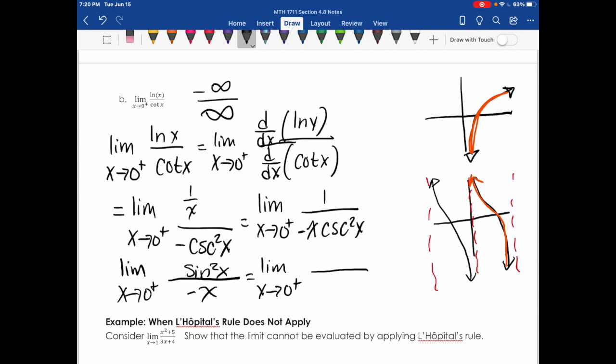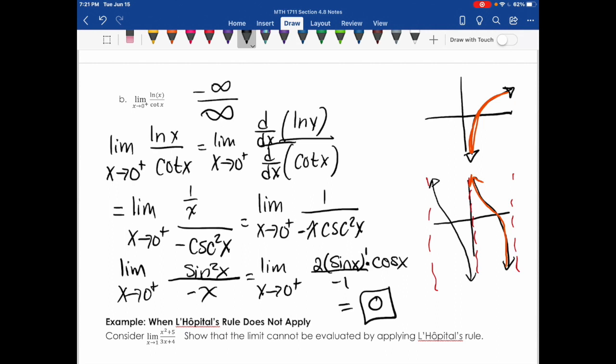So I can say that that's equal to the limit as x approaches 0 from the right. And now I'm just going to take the derivative of the top and the bottom. So I'm going to have to use the chain rule with sine squared. So I bring the 2 down in front. I decrease my exponent by 1, and then I have to take the derivative of the inside, which is cosine x. And then when I take the derivative of negative x on the bottom, that gives me negative 1. Now when I try direct substitution, I'm going to get 0 in the numerator and negative 1 in the denominator. So 0 over negative 1 is 0.